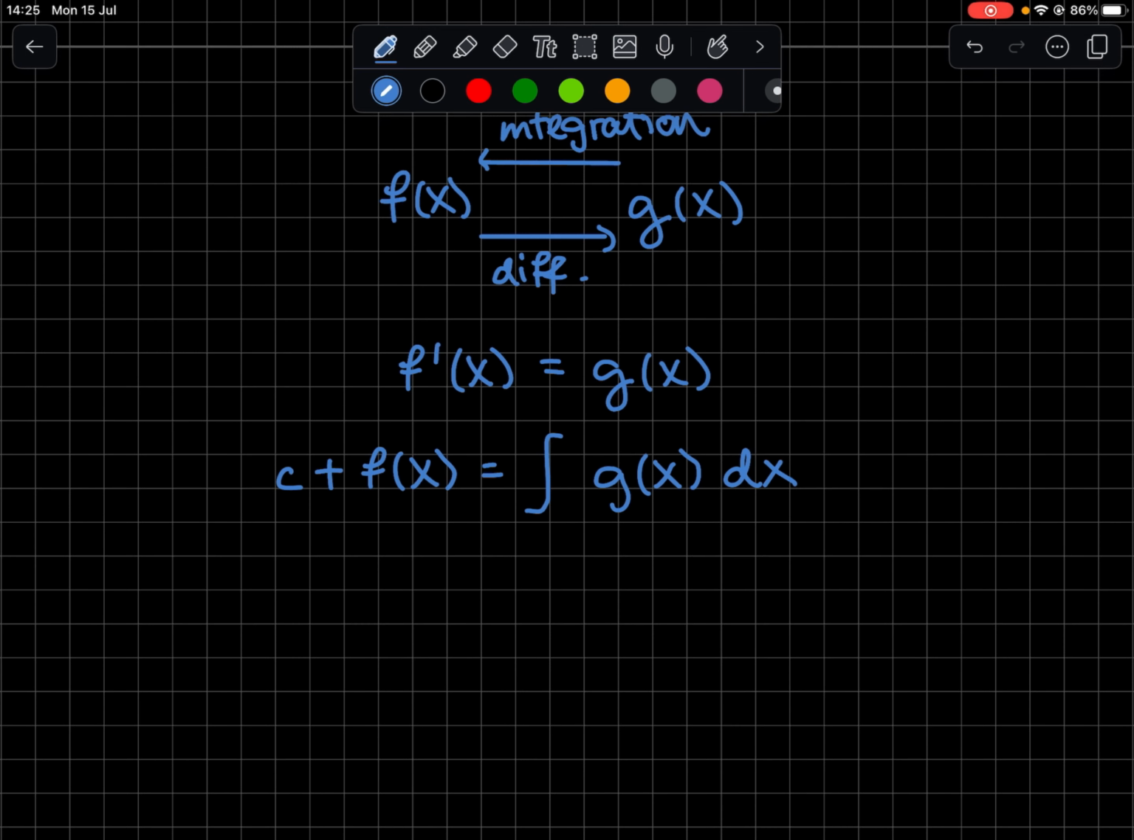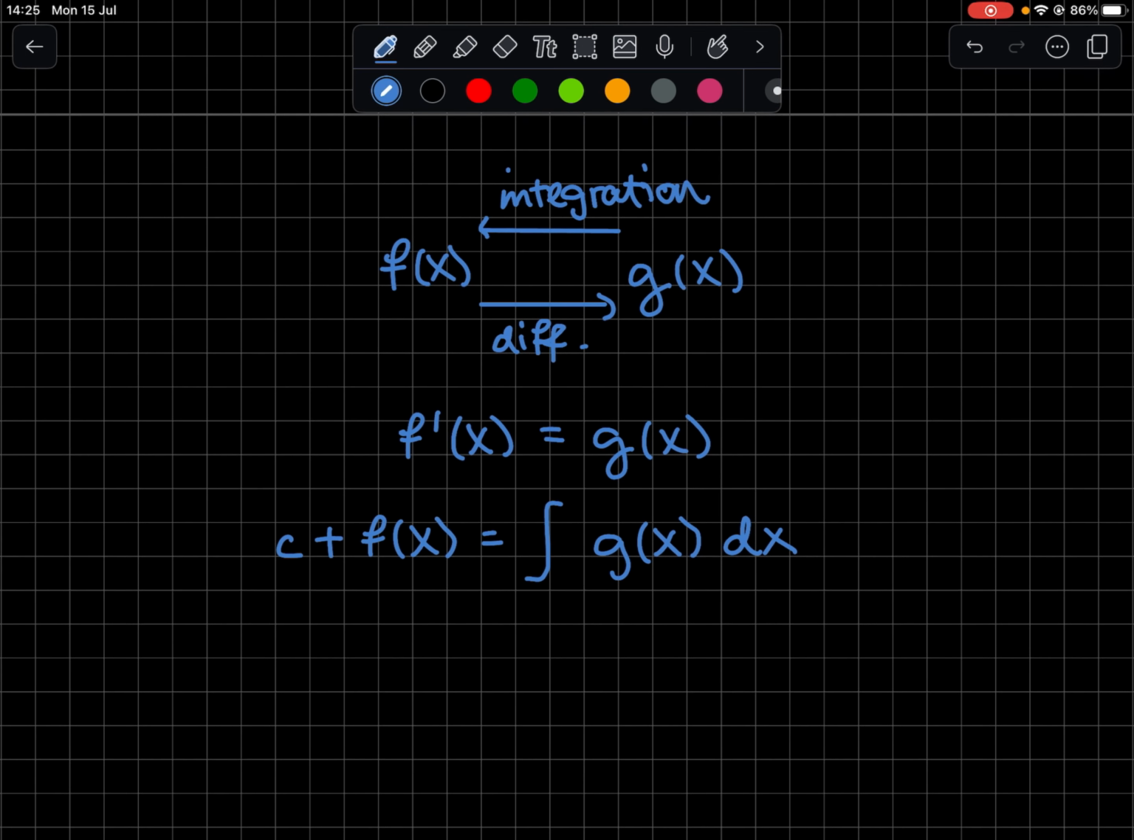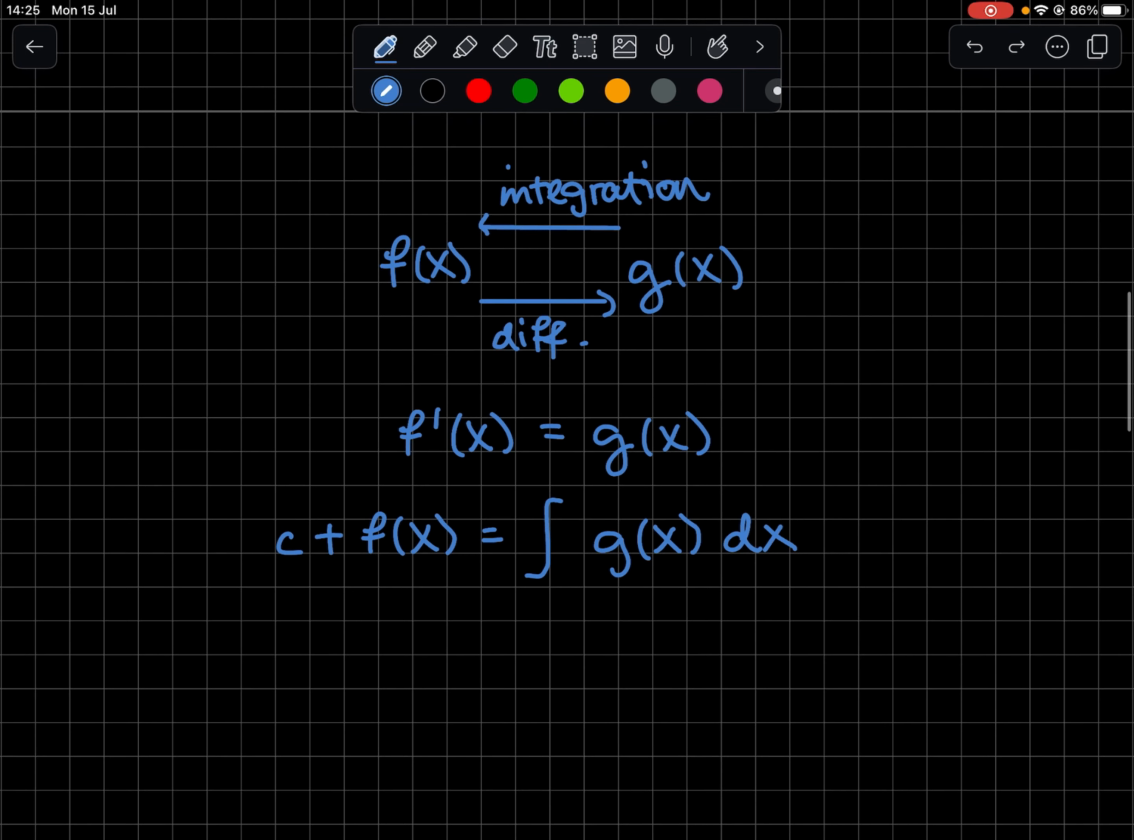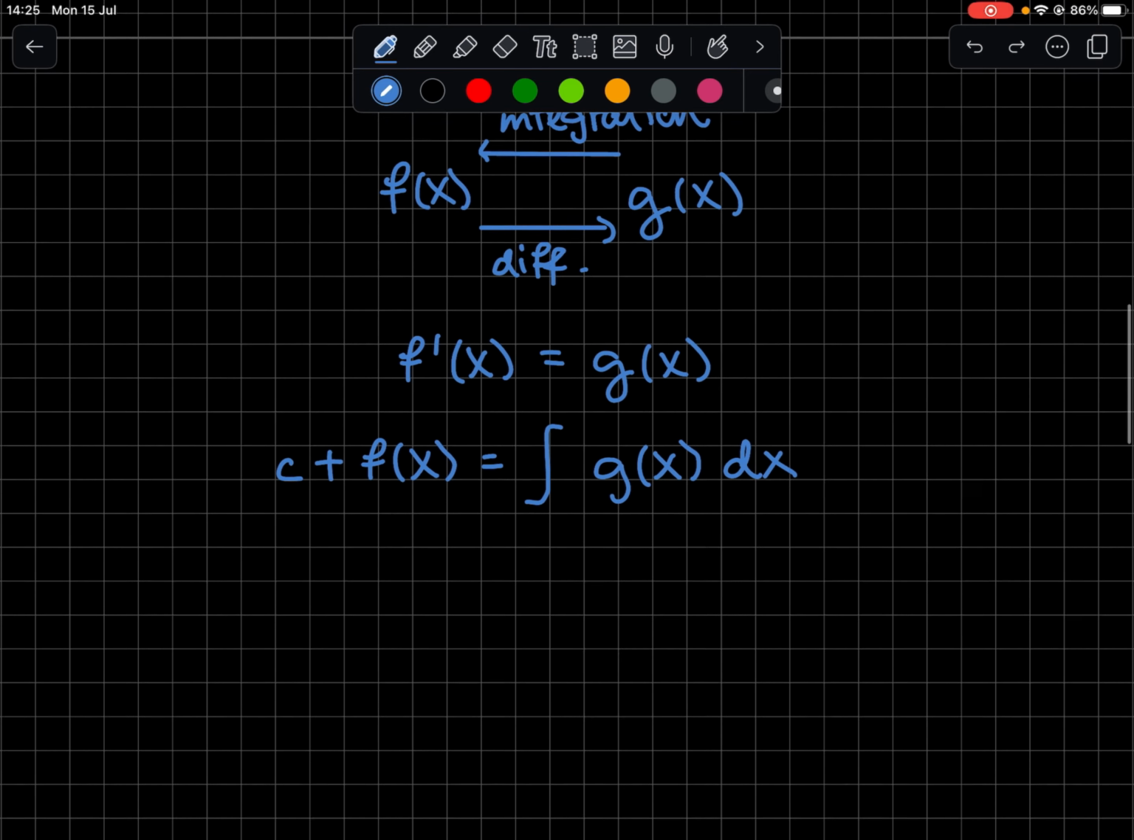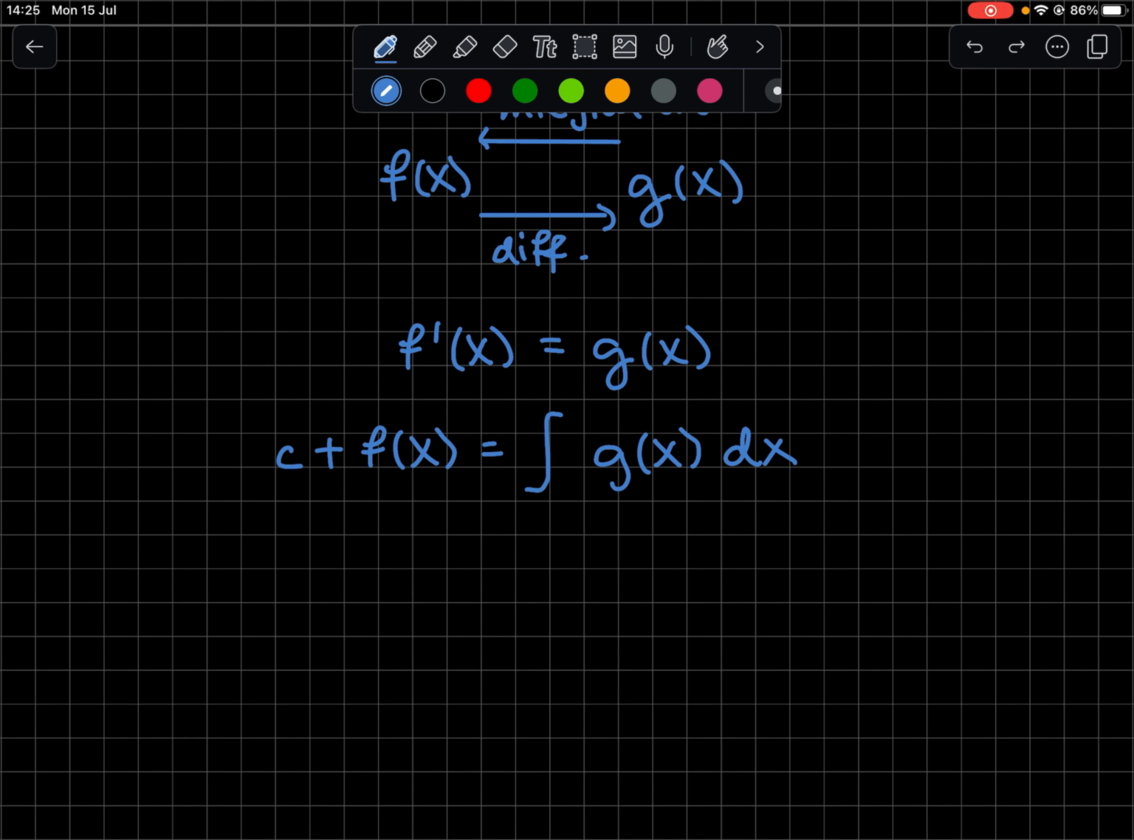Now, the difference between indefinite integral and antiderivative is that the antiderivative doesn't have this constant here. So for example, if you're just asked what's the antiderivative of g of x, you just say it's f of x, not f of x plus c. But if you're asked what's the integral of g of x dx, then you have to say it's f of x plus c. Okay, so let's try a simple example. For example, what's the integral of 2x dx?